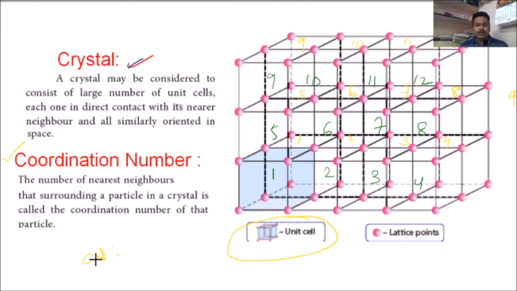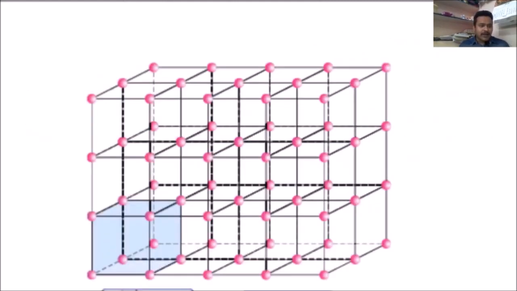What is this, coordination number? The number of nearest neighbors surrounding a particle in a crystal is called the coordination number of the particle. For example, I will take another crystal. See here, this is a very fresh crystal. We will talk about the coordination number here.